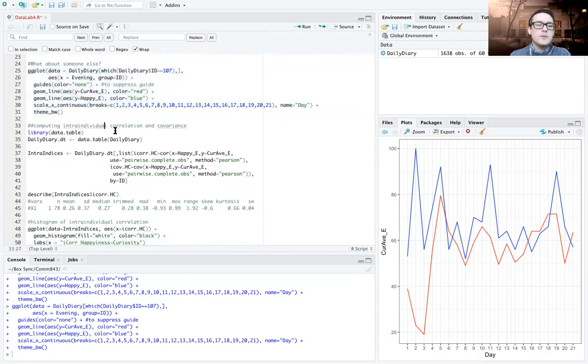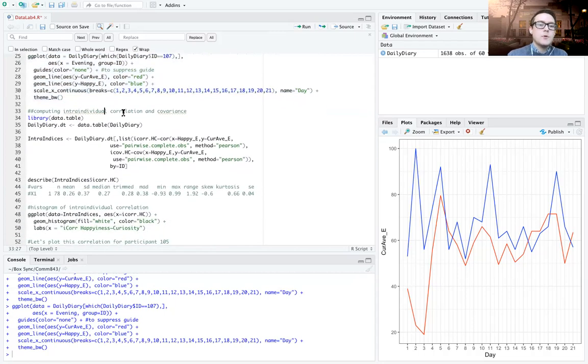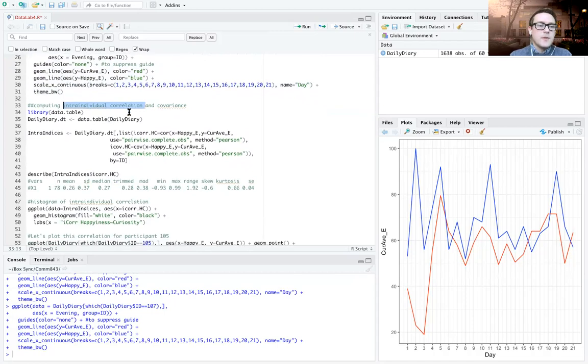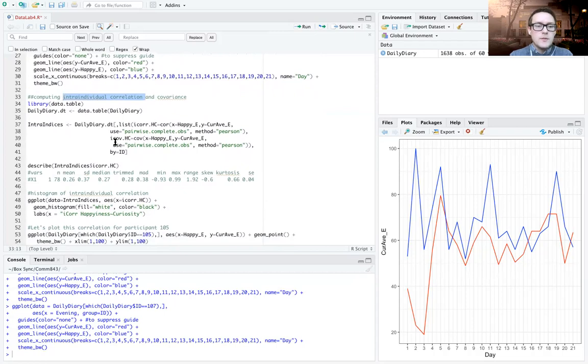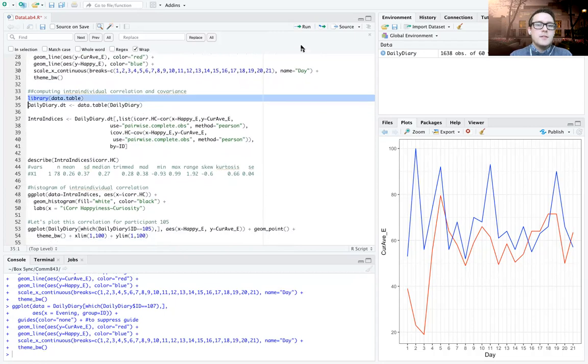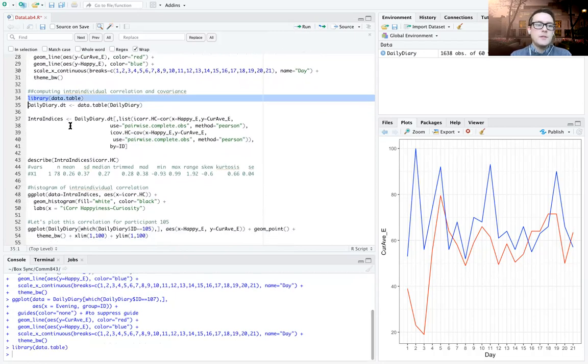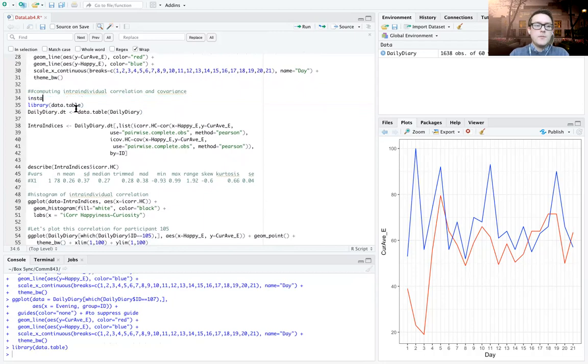All right, so to do this, we're going to create an intra-individual correlation and a covariance. We're going to focus on the correlation because that's something we all use all the time, and I think is a little more intuitive, but I'm going to compute this so that you have it and you can check it out if you are interested. So to do this, we're going to use a data table package. You may need to install it if you haven't already. And just as a reminder, you would just do install.packages data.table and run that before you run the library call to bring it up.